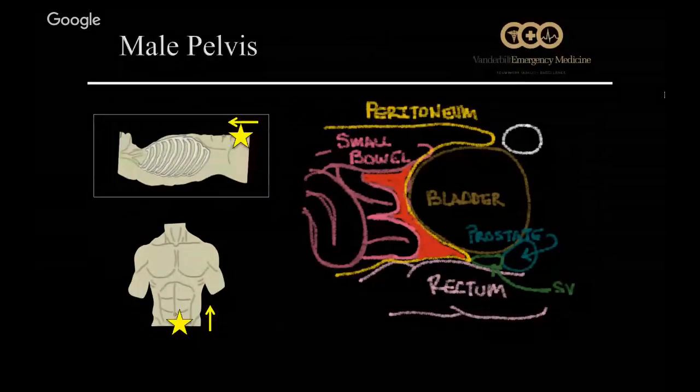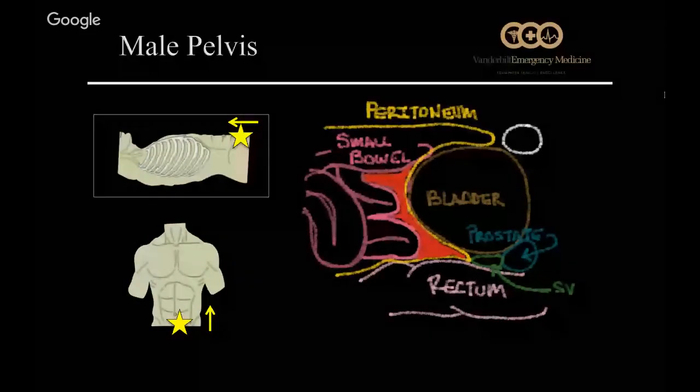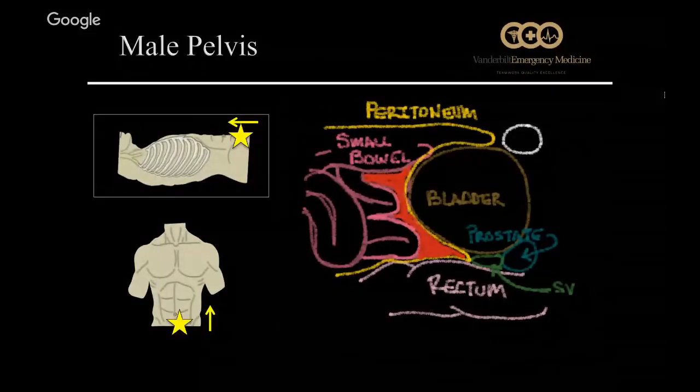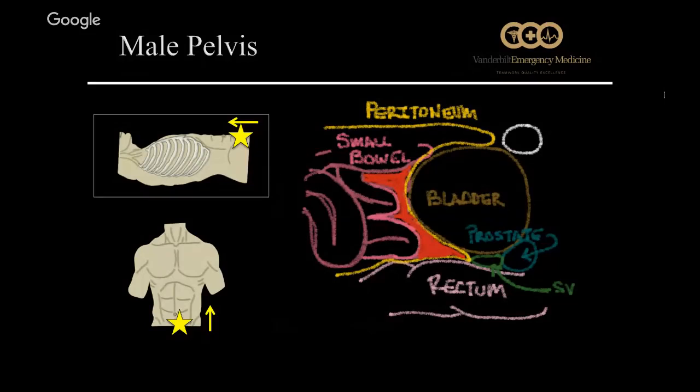I've taught a lot of residents and fellows and seen the FAST exam performed a lot of times, and it's a very common mistake for folks that are only using the transverse view to aim too far posterior and miss free fluid that could be in the peritoneal cavity.